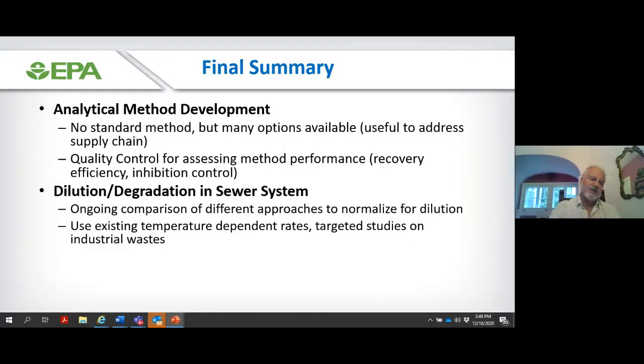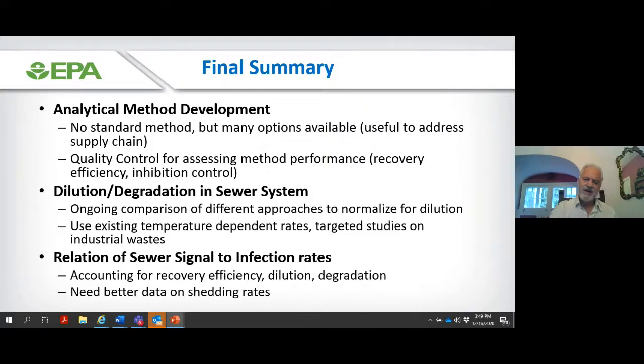And now, in terms of degradation, like I said, there are existing temperature-dependent decay rates for coronavirus that could be used. We in Cincinnati are also doing some targeted studies on industrial waste and what the impact of those is. And then, as I described earlier, you can look at all those factors, dial all those variables in, in terms of relating the sewer shed to infection rates. You really then need additional data on shedding rates.